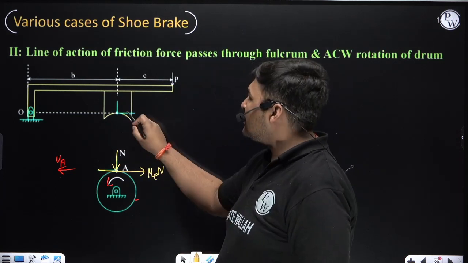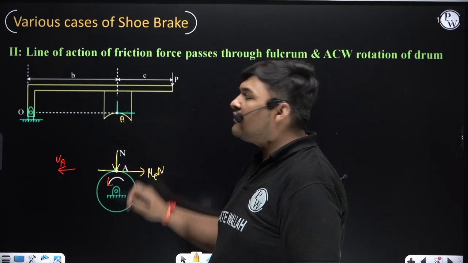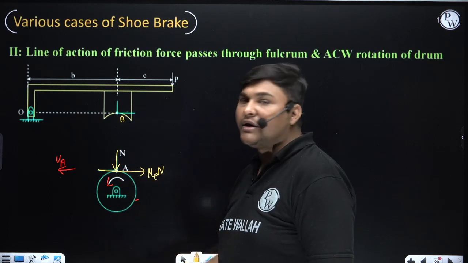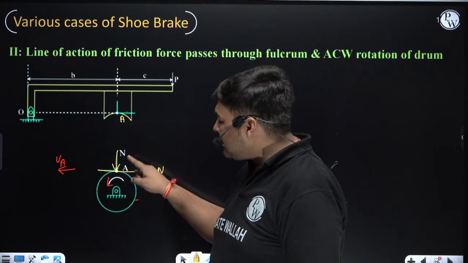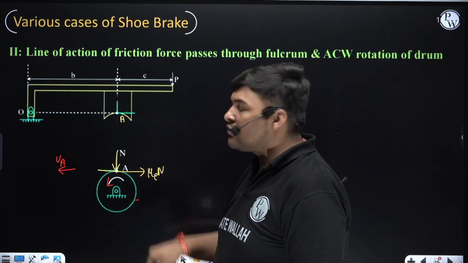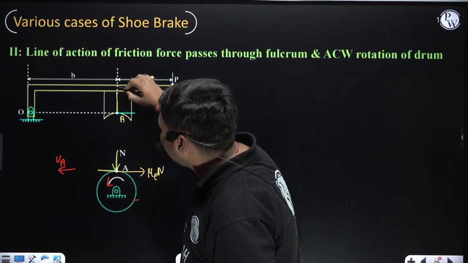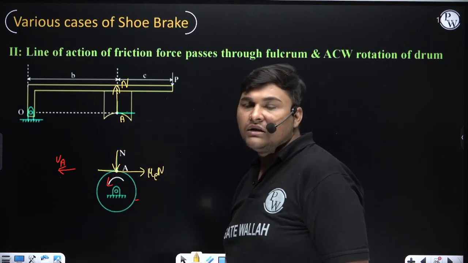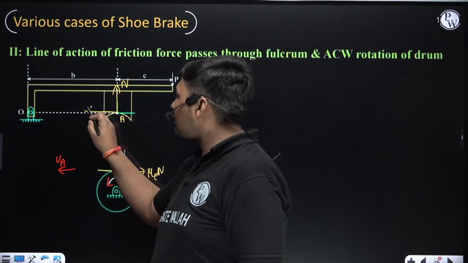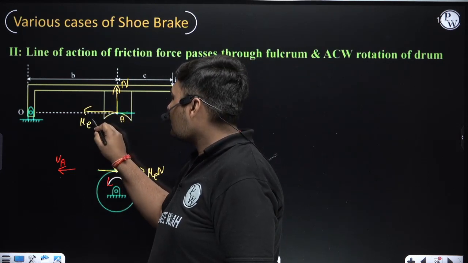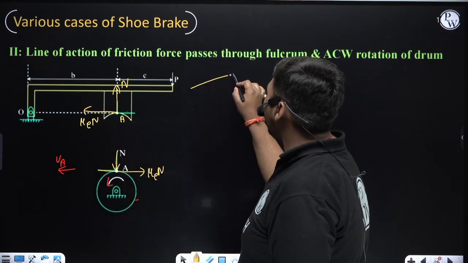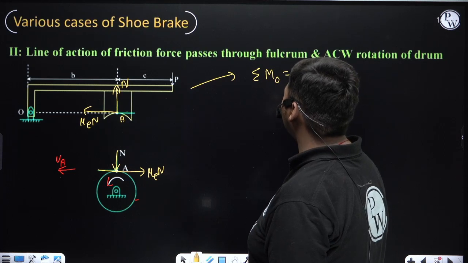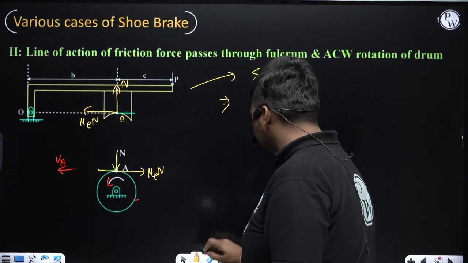Now we will find the contact force at A for the FBD of lever, and it will be opposite to the contact forces in the FBD of drum. Right now in the FBD of drum at point A, N is acting in the downward direction, so in the FBD of lever, N will be in the upward direction. Friction force is acting in this direction, so in the FBD of lever, friction force will be in the opposite direction. After that, in the FBD of lever, we will take net moment about fulcrum O equal to 0.